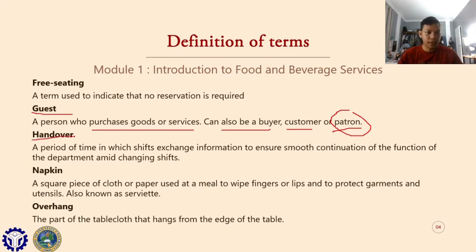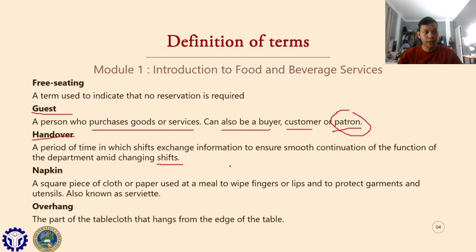Next is handover, not hangover, handover. A period of time in which shifts exchange information to ensure smooth continuation of the function of the department amid changing shifts. So there are different shifts in a particular job. For example, in the restaurant, there is a first shift, for example, 6 to 3, 6 a.m. until 3 p.m. And then we also have 8 to 5, 8 a.m. to 5 p.m. You also have 1 to 10, 1 p.m. to 10 p.m.